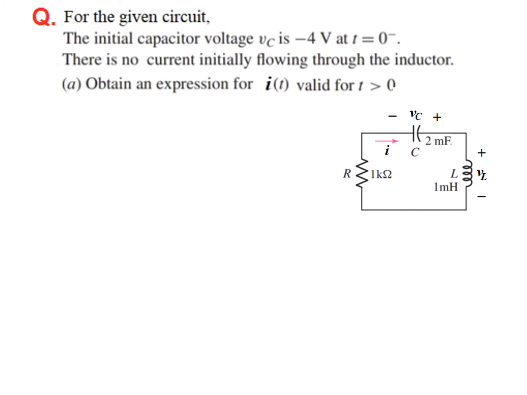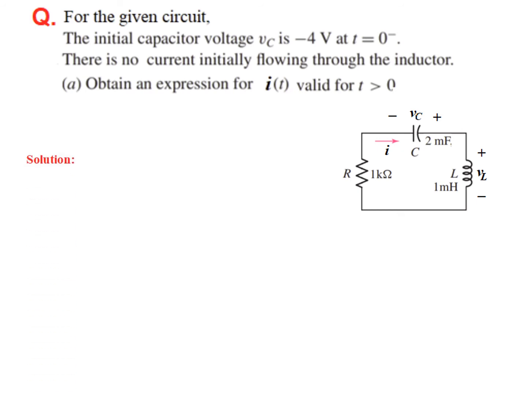Another equation. Now here this is the circuit. The initial capacitor voltage Vc is minus 4 volt. So Vc naught or V naught is minus 4 volt at t equals 0 minus. There is no current initially flowing through the inductor, so no current here. That means I0 is 0, and we have to obtain an expression for i(t) valid for t greater than 0.